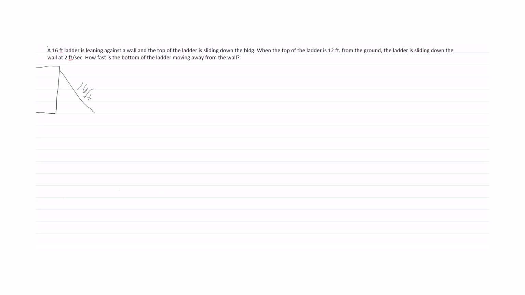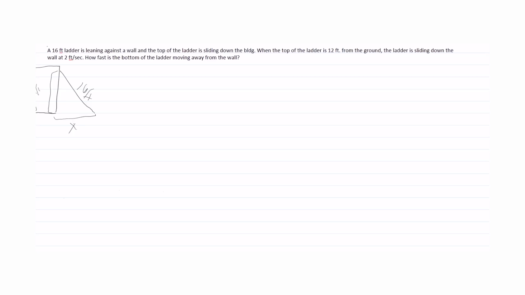And what else do we know? We know that when the top of the ladder is 12 feet from the ground, so we know this distance right here is going to be 12 feet. Then it's moving down the wall at 2 feet per second. Alright, so we know this distance. Let's call this y, and we know this distance. Let's call this x.